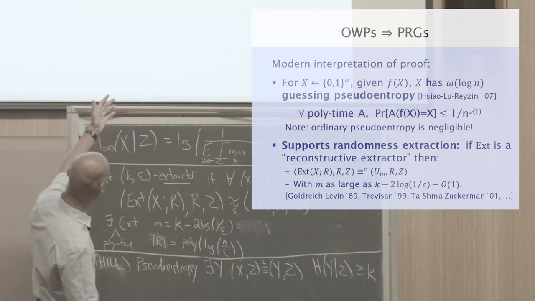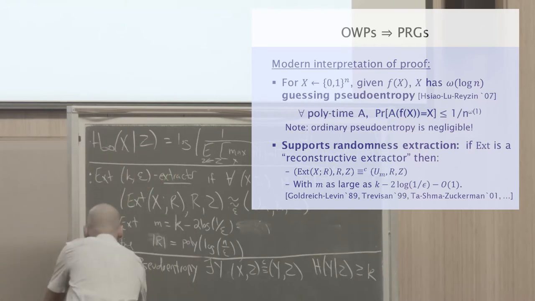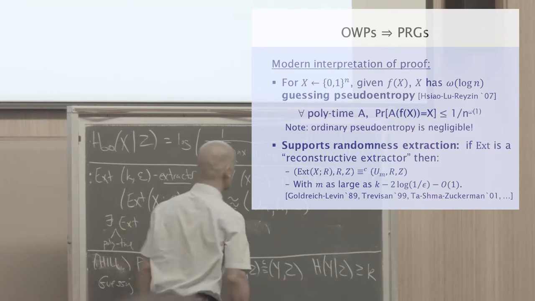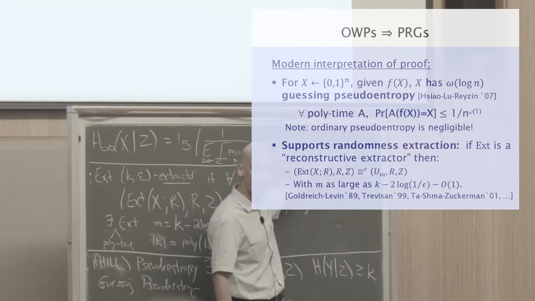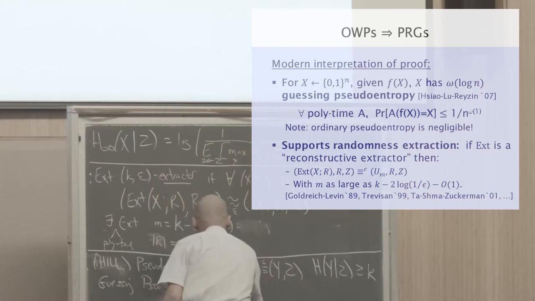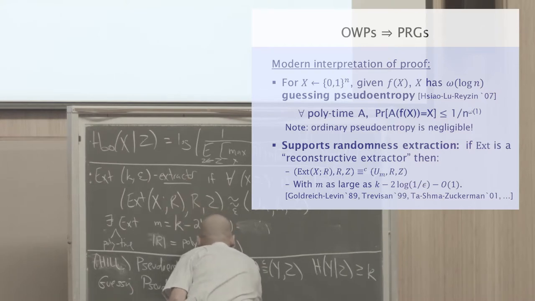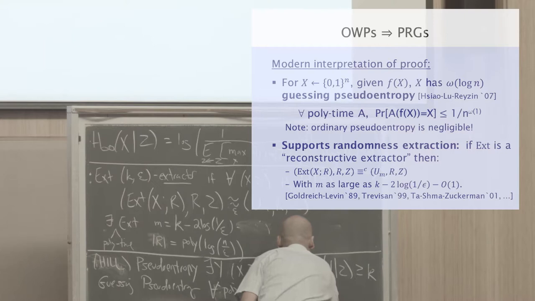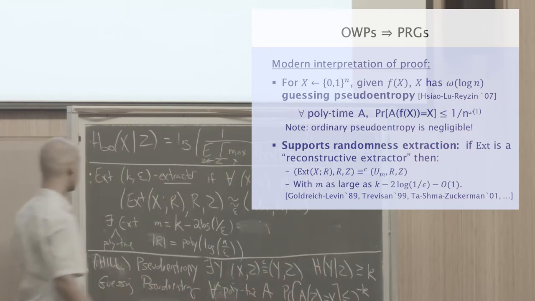Okay, and for the case of a one-to-one function or a one-way permutation, that really is equivalent to one-wayness. So we can think of that as a notion of pseudo-entropy, where we just restrict this maximum over all A to polynomial-time or computationally bounded algorithms A. So here we say this guessing entropy is at least k, means that for all poly-time A, the probability of A of z equals x is at most 2 to the minus k.